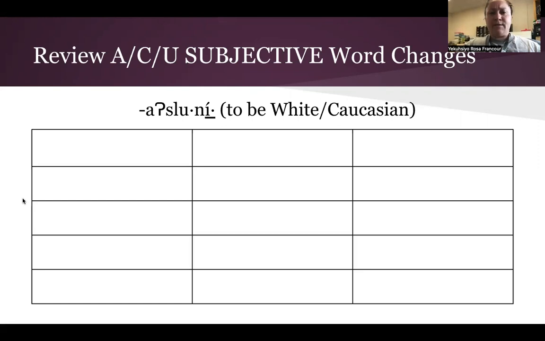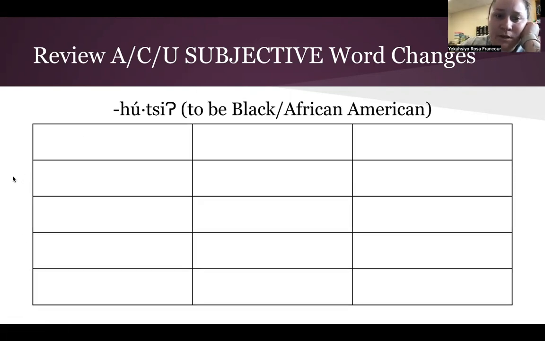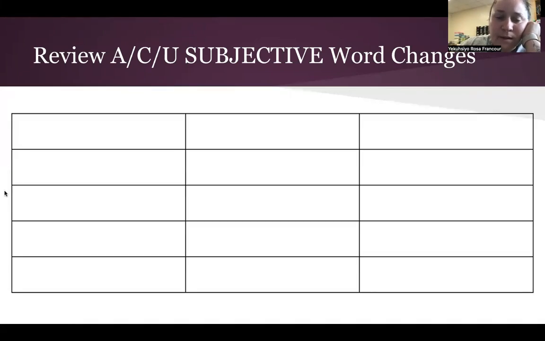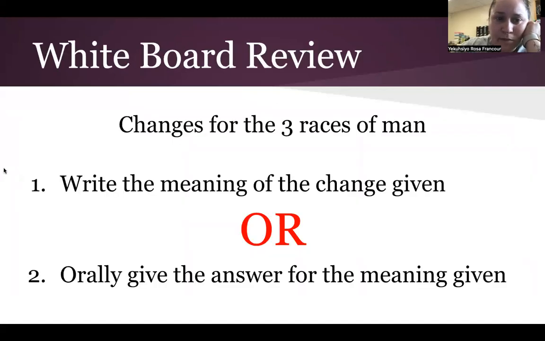After you get better at that, don't even give yourself the first one. I want you to challenge yourself. Just give yourself a blank chart. Do all the changes for atzlun to be white or Caucasian. Do the same thing for hunji to be Black or African American. Use the correct pronouns of that stem. And then ungwehu. Okay. So this is just a copy of a blank chart. You could screenshot this if you wanted to and print it, or just write it in your notebook, like if you have a blank note.